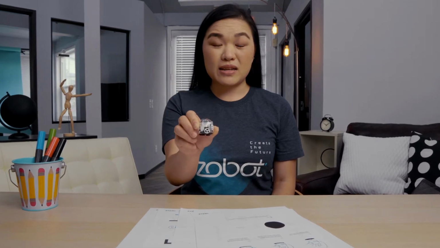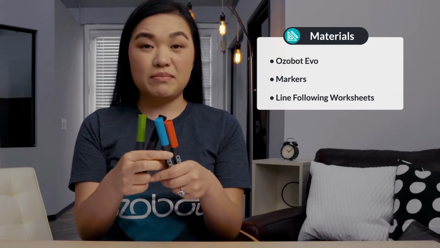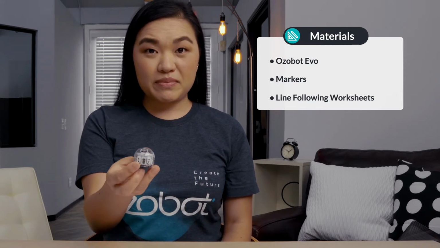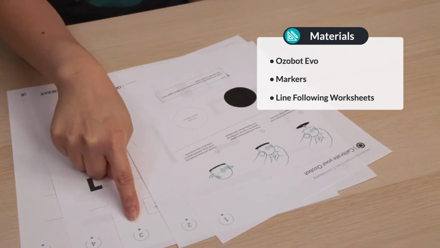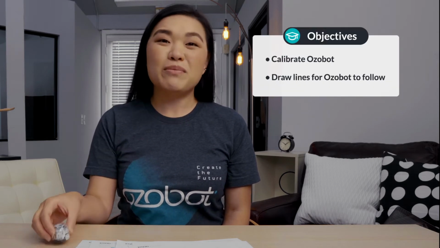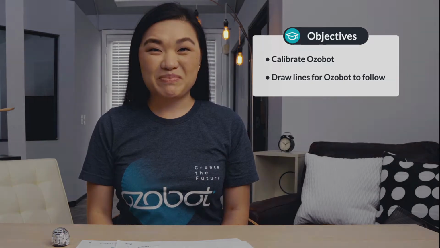Today we are going to cover some of the basics of the Ozobot. Today you'll need markers, green, black, blue, and red. You'll need an Ozobot and you'll need the worksheets that go with this lesson. Make sure you have all 5 pages. By the end of today's lesson, you'll know how to calibrate your bot and you'll be able to draw lines for the bot to follow.